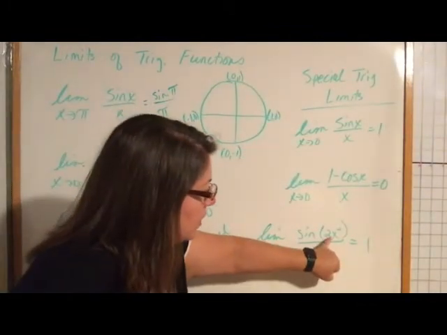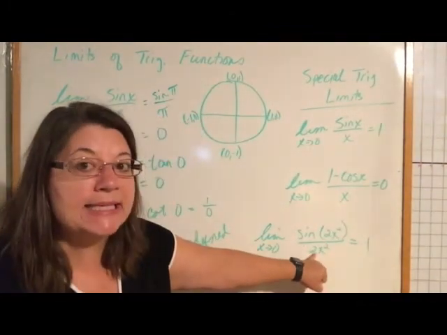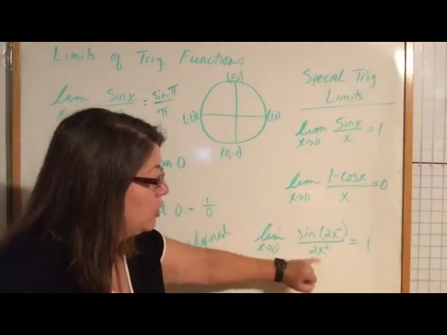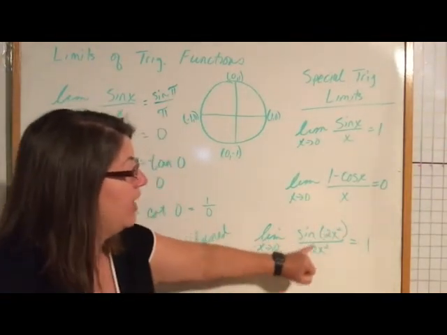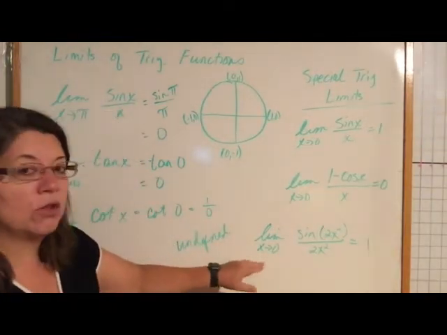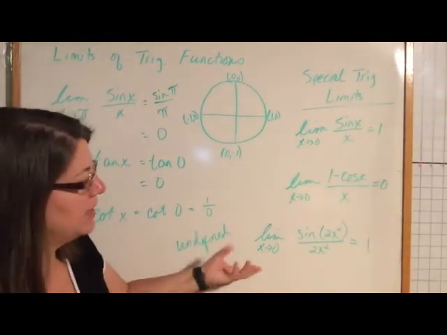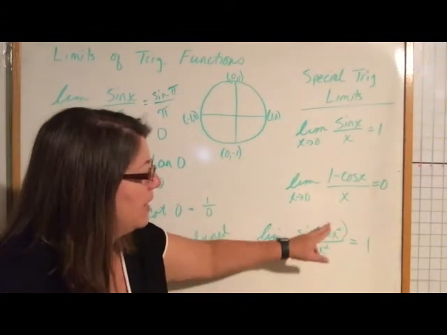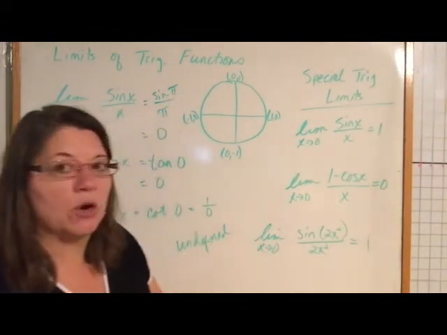In order for it to work, these two functions have to be the same, okay? So instead of having x here, I have 2x squared and 2x squared. As long as that is the same, this limit still holds true. So that's a place where I've had students get confused before. As long as these are the same, the limit is still going to work.